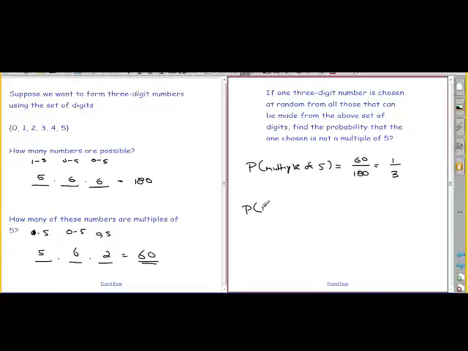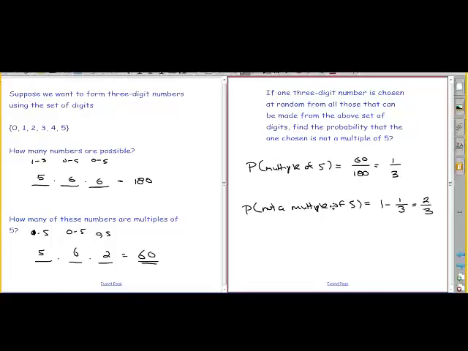So the probability that it's not a multiple of 5 is going to be equal to 1 minus 1/3. So I'm doing it in terms of probability and not in terms of the numbers. And the answer is 2/3. So it's the probability of 1/3 that it's a multiple of 5, therefore it's a probability of 2/3 that it's not a multiple of 5.